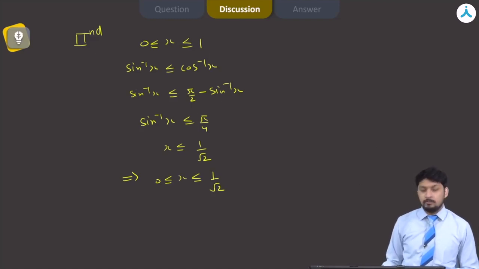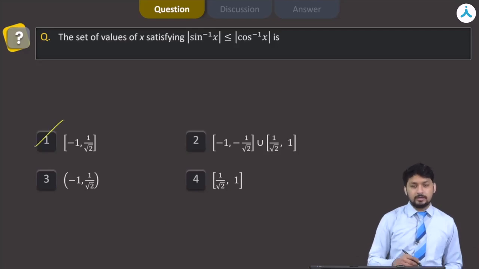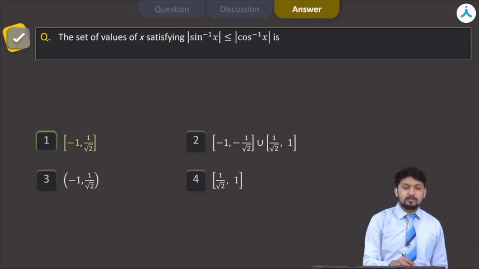Now combining the result for the first case and the second case and taking their union, we get x belongs to minus 1 to 1 by root 2. So this is our answer. So we can see option 1 is the correct answer. Let's check. Yes, 1 is the correct answer.